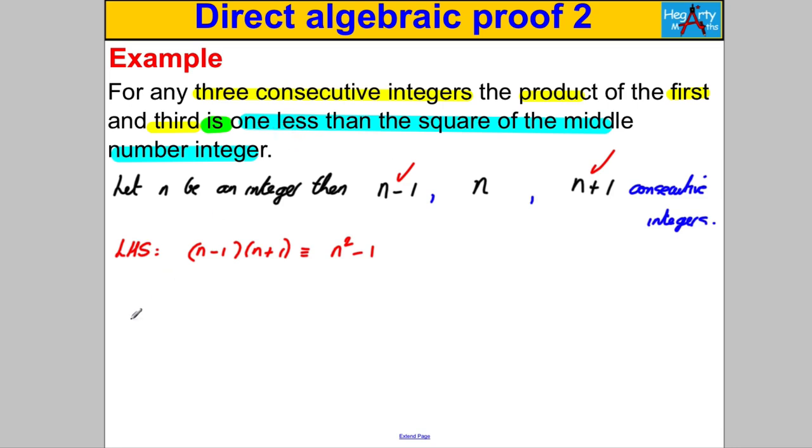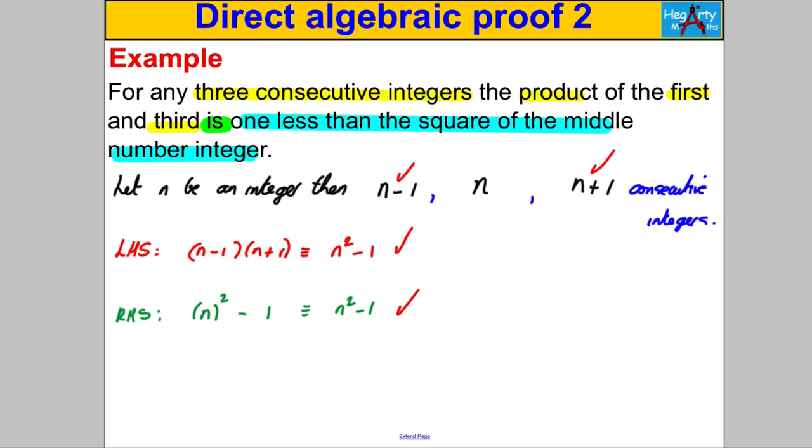Now let's try and do the right hand side, or the other side of it. 1 less than the square of the middle number. Well, the middle number is n. If we square that and we take away 1, look, we get n squared take away 1. And look, we've done that in one move just by being clever. That is equal to that.